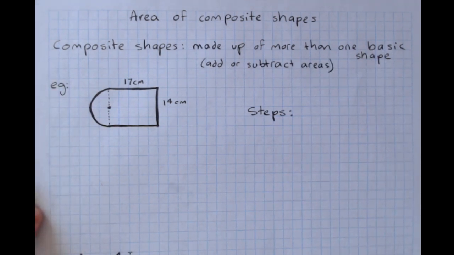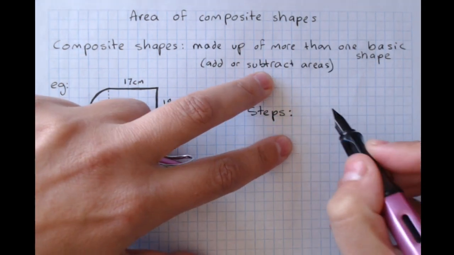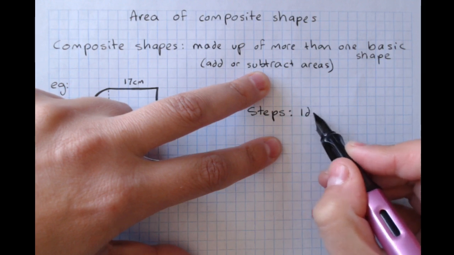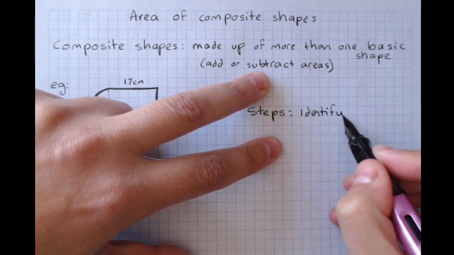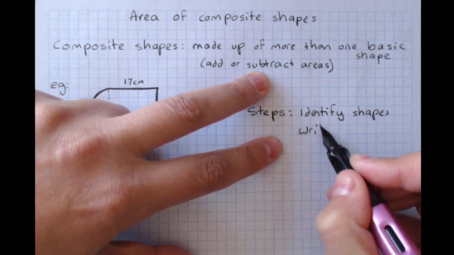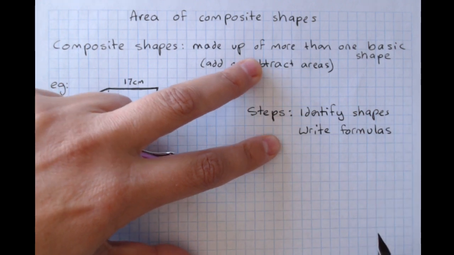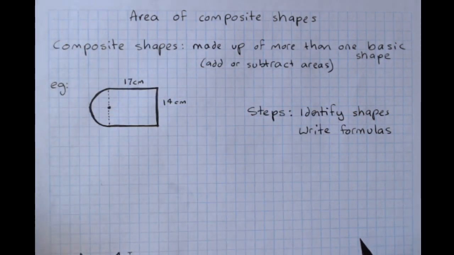And we need to show appropriate working to make it really clear what it is that we are doing. So our steps are identify the shapes and the correct formulas. Now you do have two options as to how to do it. You can write an overall formula for the whole area of the shape by combining both formulas.